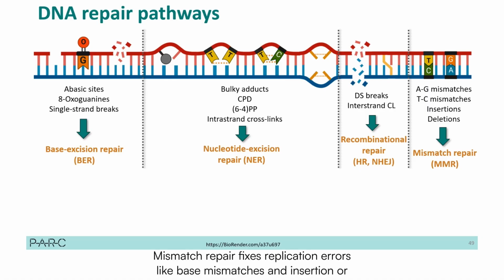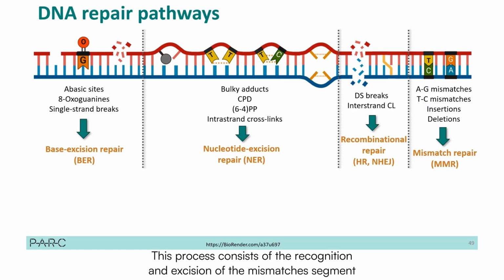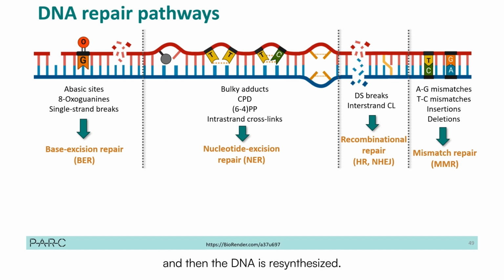Mismatch repair fixes replication errors, like base mismatches and insertion or deletion loops that escape proofreading by DNA polymerases. This process consists of the recognition and excision of the mismatched segment, and then the DNA is re-synthesized.